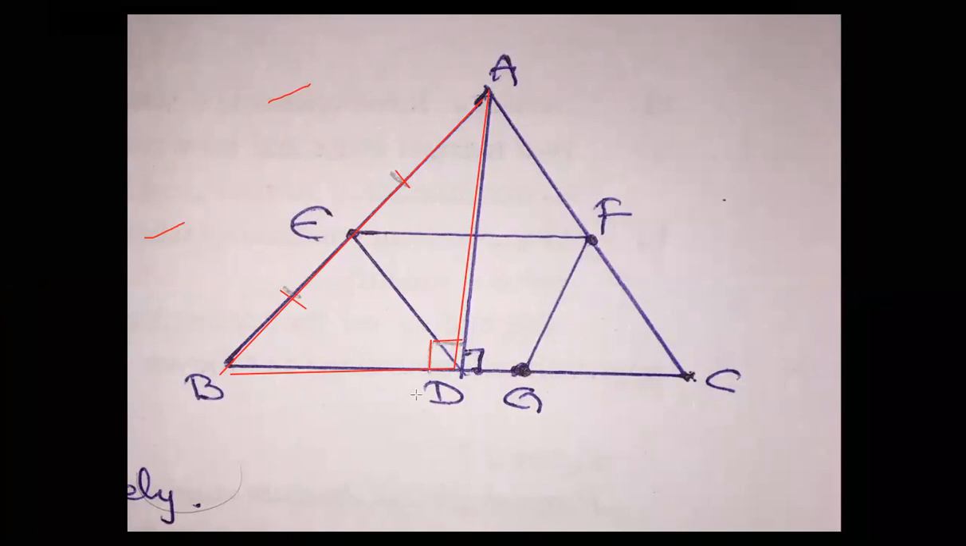So these are 90 degrees, so this is also going to be equal to each other. Okay, so this line is also going to be equal. If this is equal, then this angle and this angle are also going to be equal to each other. So angle F and angle B are equal to each other. And in the isosceles triangle, this angle and this angle are going to be equal to each other.